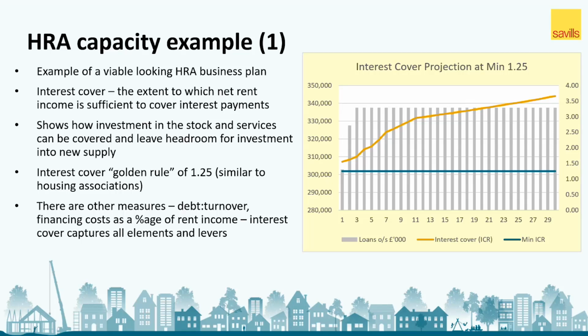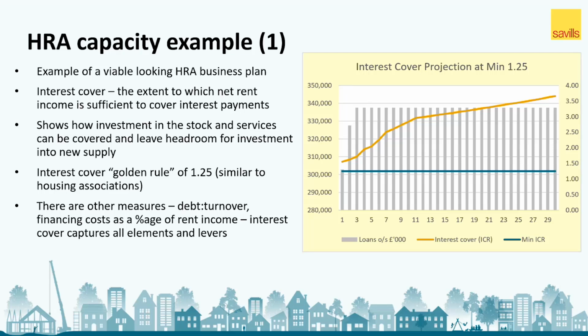Now, interest cover is our main theme, if you like, in terms of measuring capacity for investment in the HRA. There are other measures, debt to turnover, which is like an income ratio, if you like, of 5 times. Debt can be no more than 5 times turnover, similar to if you're borrowing for a mortgage, you can't borrow more than 5 times your income or 6 times your income, something like that. We might say financing cost as a percentage of rent income and set a target of, say, 20 to 25%. So no more than 25% or 20% of your rent income could be consumed on paying interest costs.